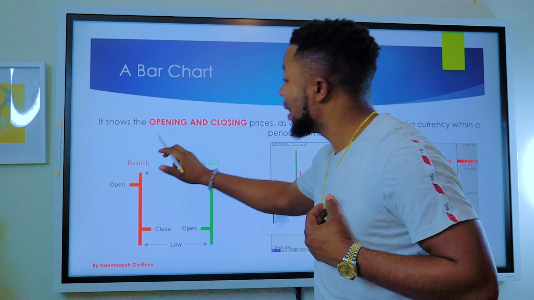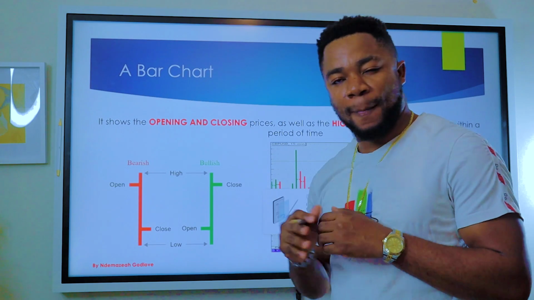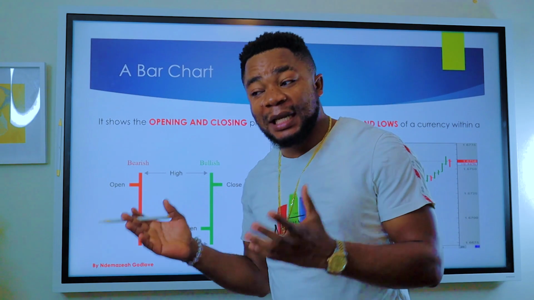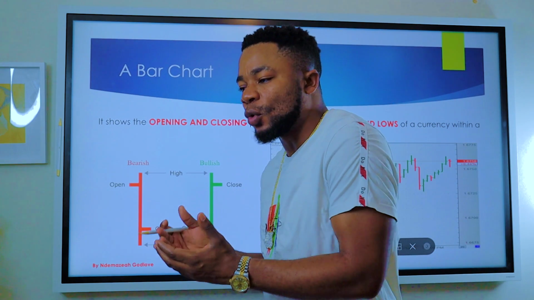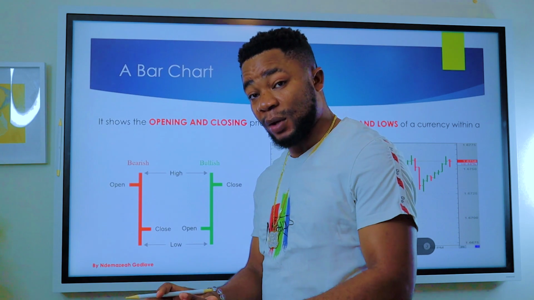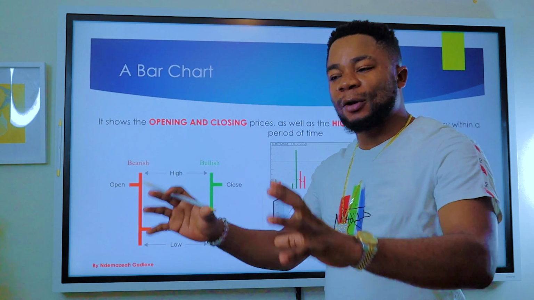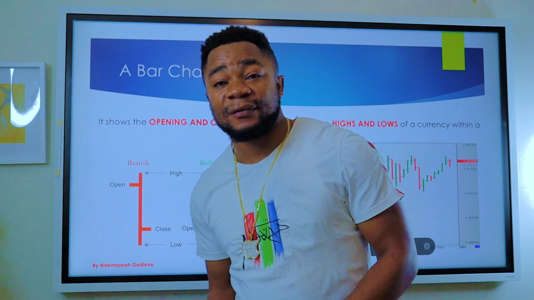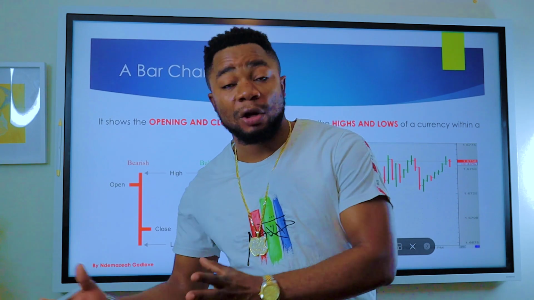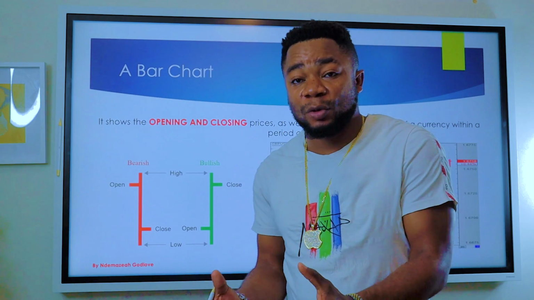They say it shows the opening and the closing. Because with the line chart, you won't be able to know the opening and the closing of that particular currency, or the opening and closing of that particular interval or period of time in which you want to measure the price.